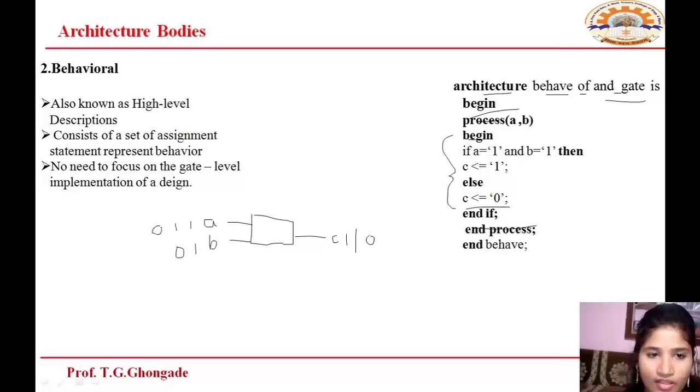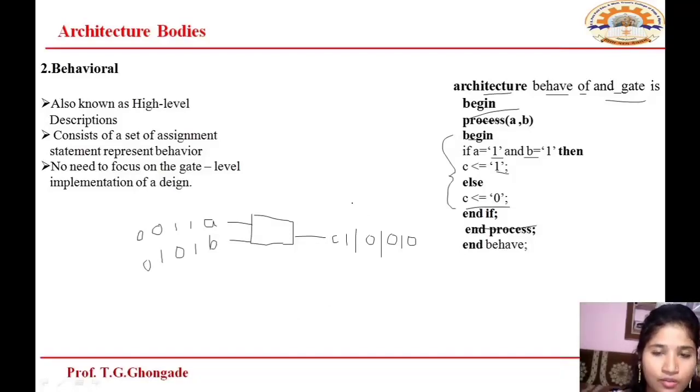Again, if my A is 0 and my B is 1, my C will be 0. If my A is 0 and my B is 0, again my C will be 0. Now this is the behavior of an AND gate, because we know that when both the inputs are 1, then only the output will be 1. An AND gate works on a truth table. So behavioral style of modeling specifies the behavior of the AND gate, or the behavior of your design.